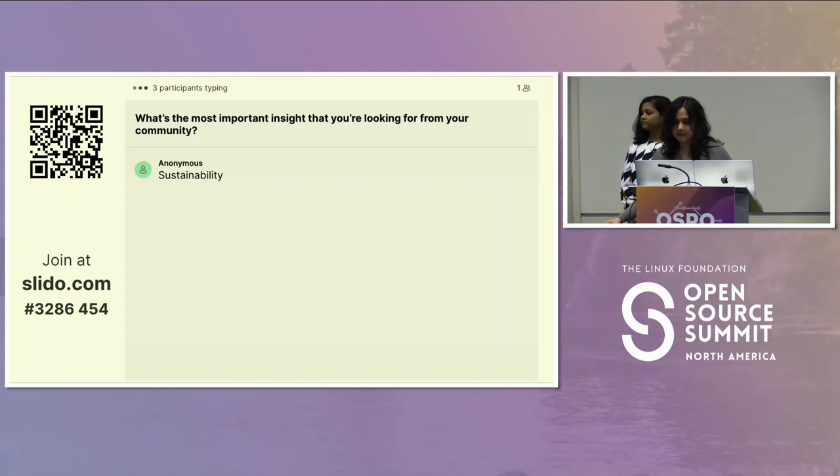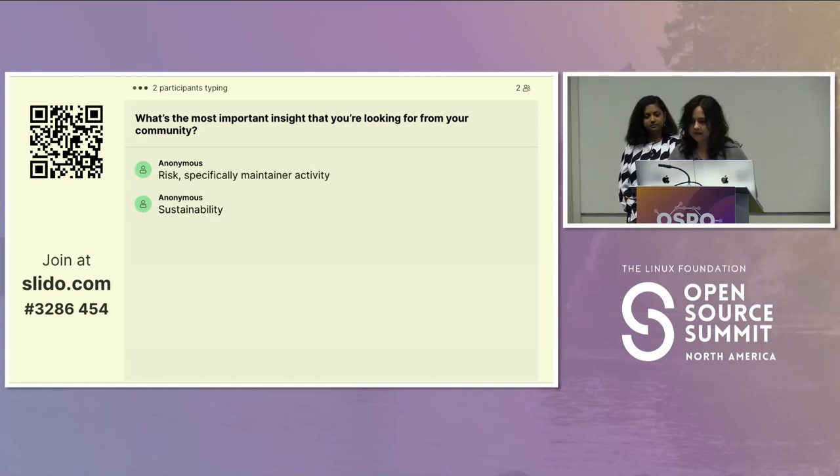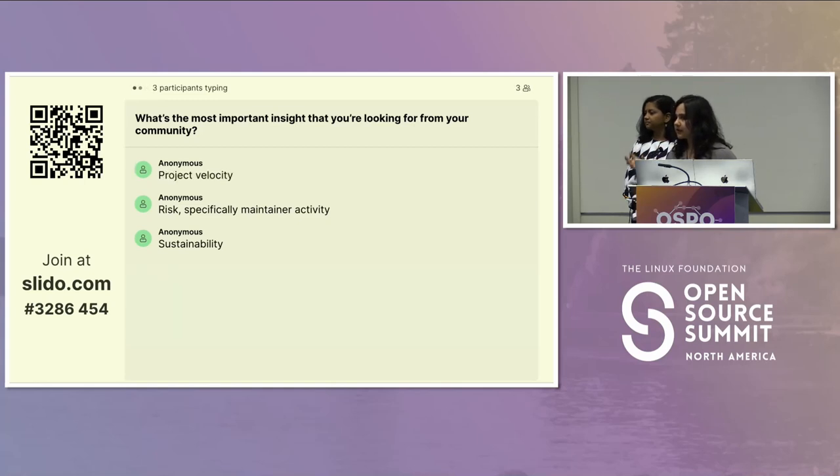Sustainability. That's definitely an important theme that I also saw at ChaosCon a couple days ago. Risk, especially maintainer activity. And we'll discuss risk a little bit more, especially in terms of contributor and core maintainer drift, and how network analysis can also help point that out.